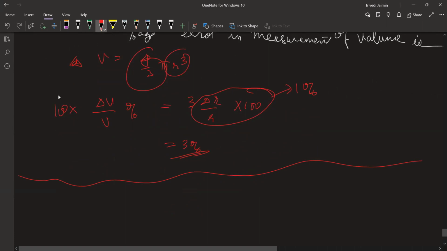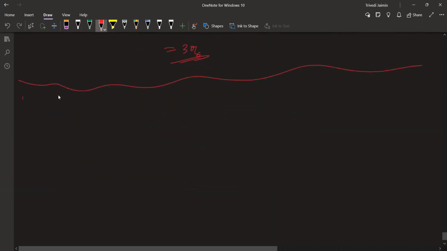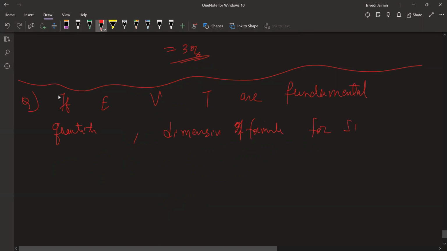It was from PMT 15. If energy E, velocity V, and time T are fundamental quantities, I think we have done a similar type of question, right? Force, velocity, time, I think it was. Yes, sir. Fundamental quantities. Dimension formula for surface tension. Try it.